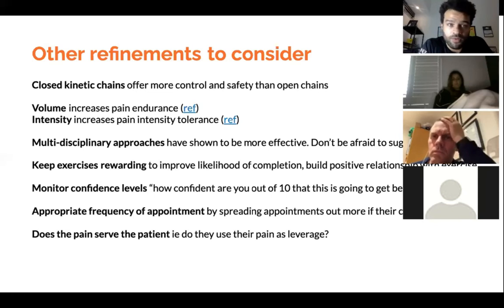Same thing, I've often treated patients with Yulia as well. So I'll treat the pain and the physicality of it, and Yulia will treat the physiological side of it with a herbal medicine. We want to keep the exercises rewarding to improve the likelihood of completion and build positive relationships with exercise. Do not be afraid to make the exercises tough.